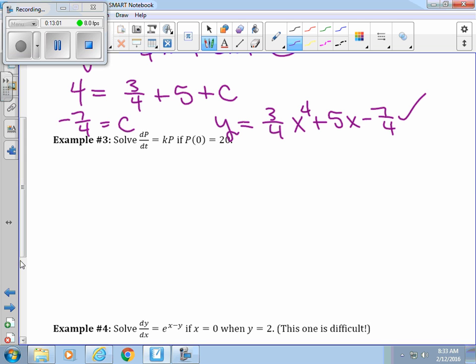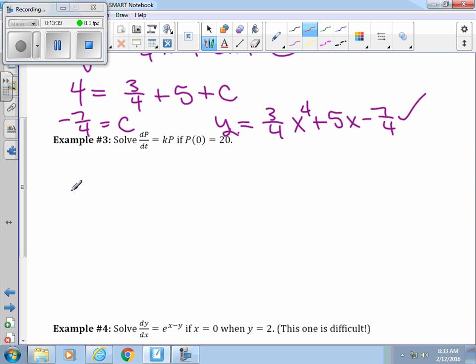Okay. Solve dp dt equals kp if p of 0 is 20. I think that's what that says. Notice the variable here is dt. What does that mean for k? K is a constant. It is not a variable. P and T are the variables in this equation. So K is just some random constant.